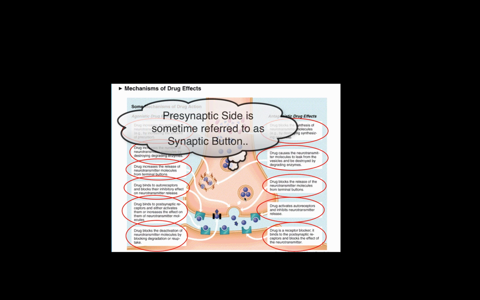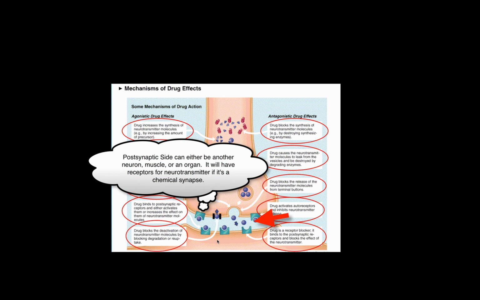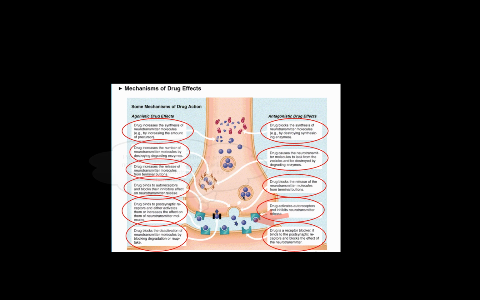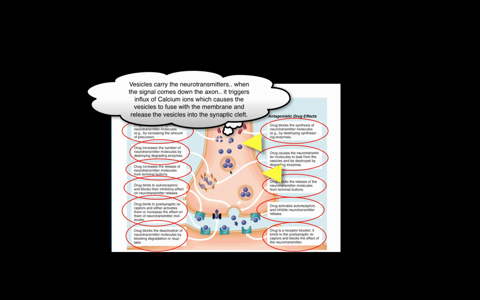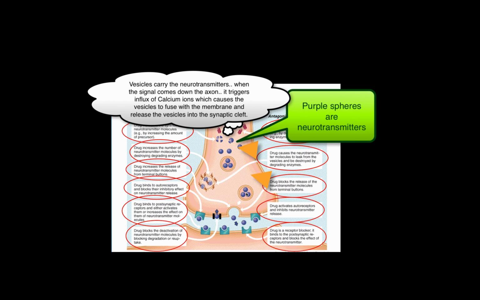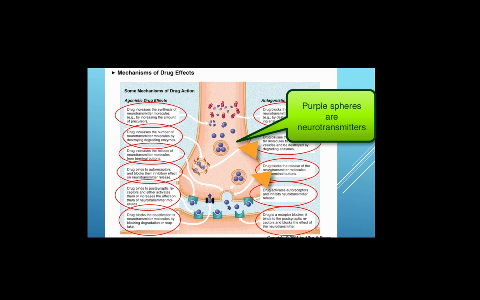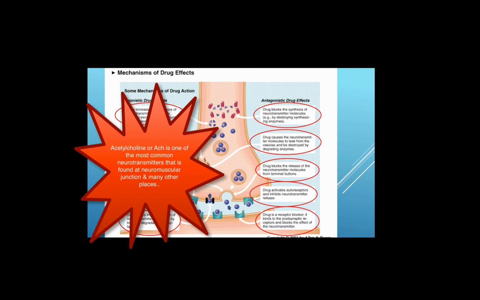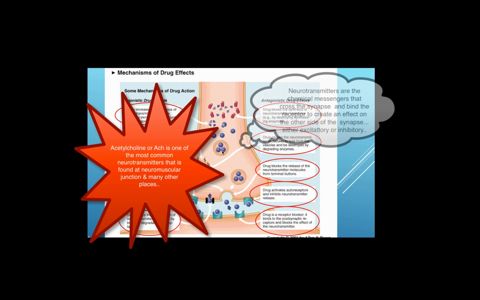Okay, so here we have a presynaptic side, postsynaptic side. These are called vesicles. Inside these vesicles are neurotransmitters, like acetylcholine, for instance. If this was a muscle on the other side, this would be acetylcholine.